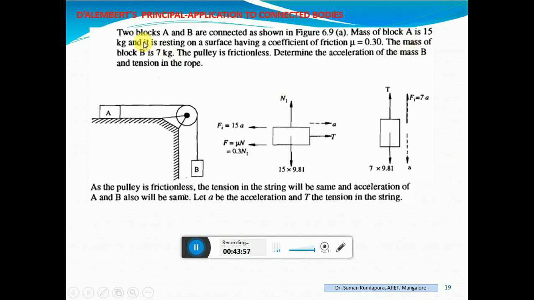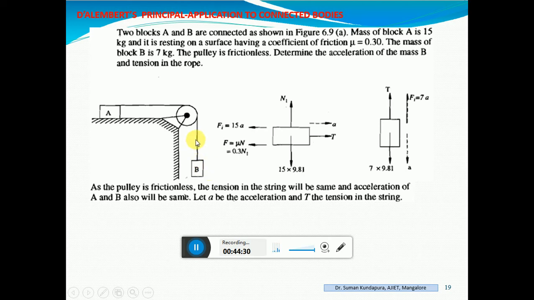Second problem. Two blocks A and B are connected as shown in figure. Mass of the block A is 15 kgs and it is resting on the surface having a coefficient of friction 0.3. Here 0.3 is the surface coefficient of friction. Mass of the block B is 7 kgs. Pulley is frictionless. Determine the acceleration of the mass B and tension in the rope T.